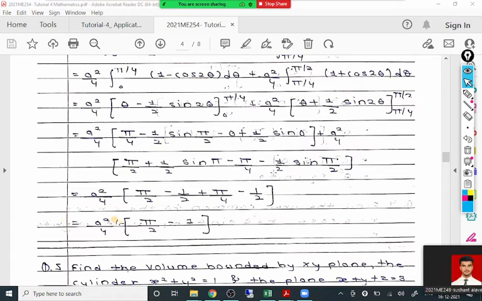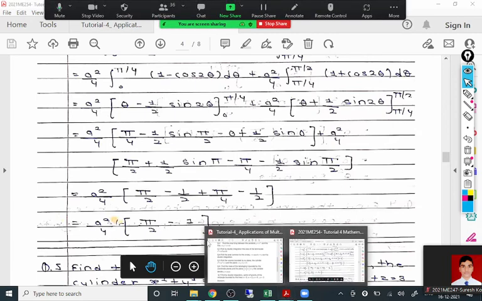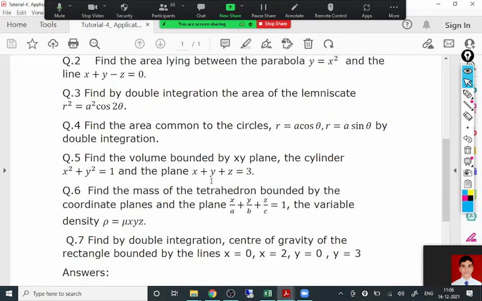Sir, please can you repeat again because your voice is breaking. Yes, I'm recording this session. I will share the recording, but I'm saying the final answer is a square by 4 into pi by 2 minus 1 square unit. Is there any doubt in any of the steps here? No, sir. Okay. So that's question number 4.